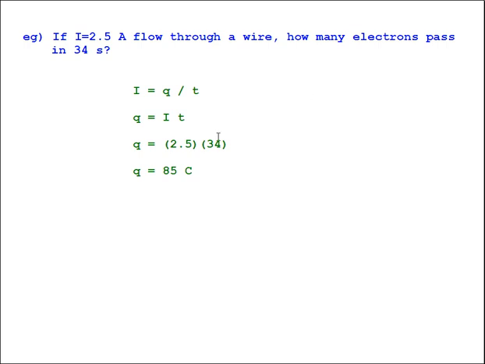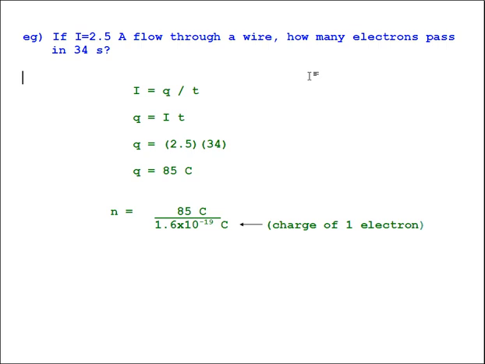I can take my 2.5 amps, 2.5 coulombs per second, and multiply by 34 seconds, and then I get my 85 coulombs. I don't normally put units in on the fly, but here it would be coulombs per second times our 34 seconds, and the seconds, of course, cancel, and we get the 85 coulombs. That does not answer the question, though. The question was how many electrons go by in 34 seconds? More than 85. An electron is nowhere near a coulomb.